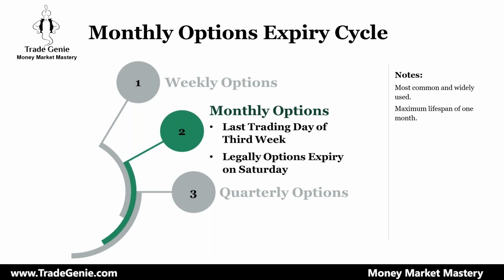But if Friday is a holiday, then the option is expiring on Thursday. So that's the last trading day, Thursday. You cannot trade because Friday is some holiday. Legally, the option expires on Saturday, but you can trade only till Friday. And if Friday is closed, or something unexpected happened and the market is closed on Friday, then the last trading day was Thursday. So the most common and widely used, with a maximum lifespan of 1 month. So monthly options have a maximum lifespan of 1 month.